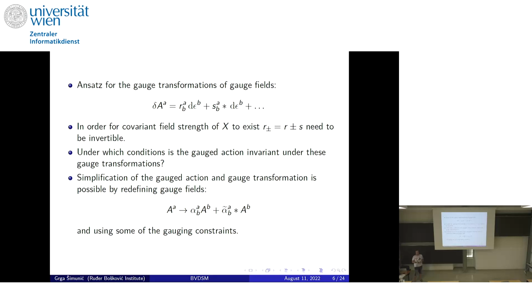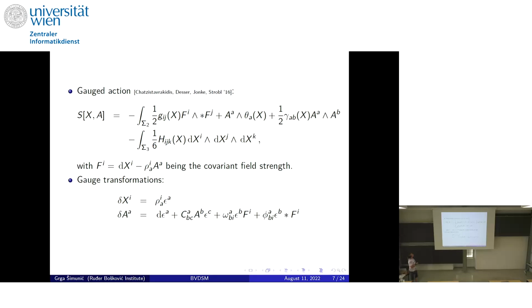And the necessary condition for this to be possible is actually for R plus minus to be invertible. So if alpha and alpha tilde are taken as some functions of R plus minus inverse, so inverse of those matrices, it is possible to reduce the gauge action to this form, so removing some of the terms. It might seem like it's not possible, so one also has to use some of the gauging conditions on the data that I have mentioned before that we get from requiring the gauge invariance, but the gauge transformation becomes this kind of thing. And what we can see is that the gauge fields couple minimally to the metric, since this F is just the covariant field strength of dX.